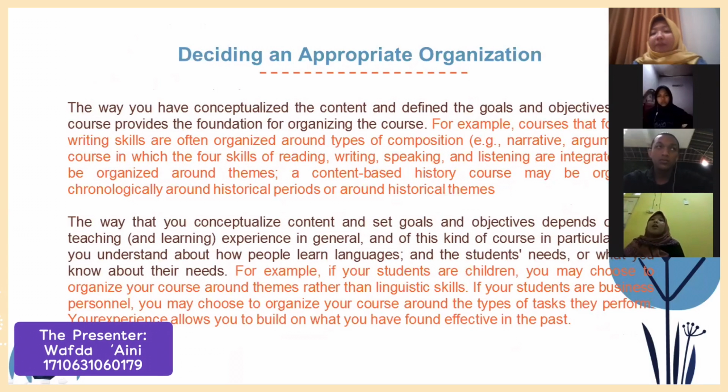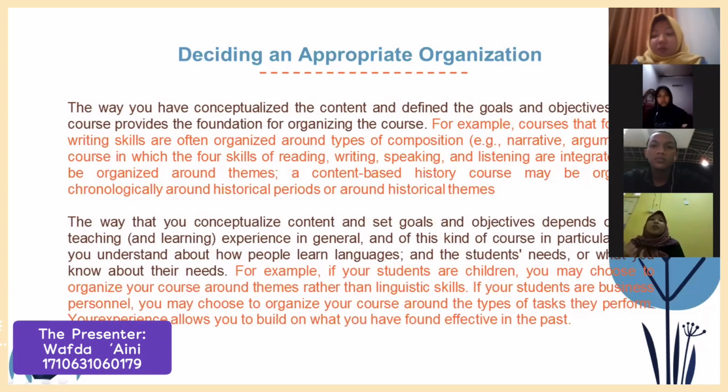For example, courses that focus on writing skill are often organized around types of composition such as narratives and arguments. A course in which the four skills of reading, writing, speaking, and listening are integrated may be organized around themes. A content-based history course may be organized chronologically around historical periods or around historical themes.